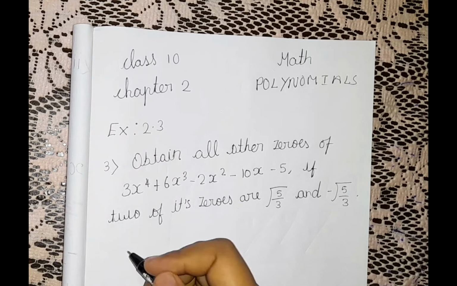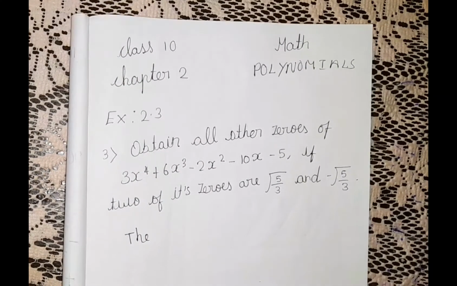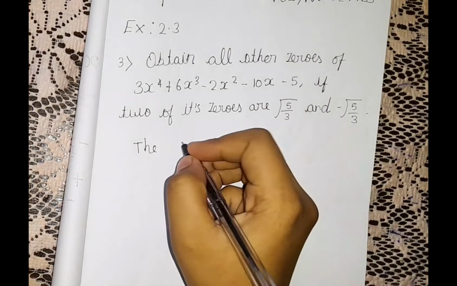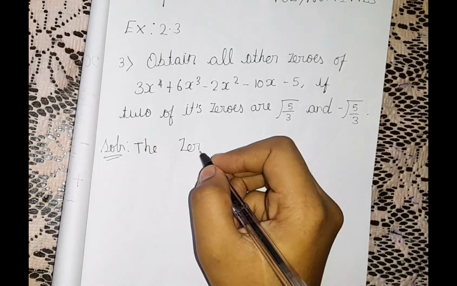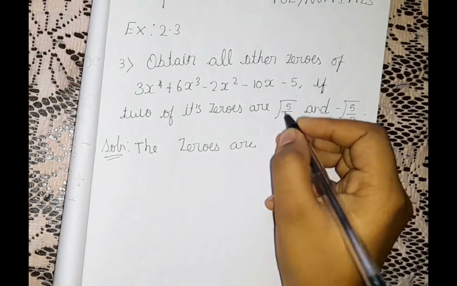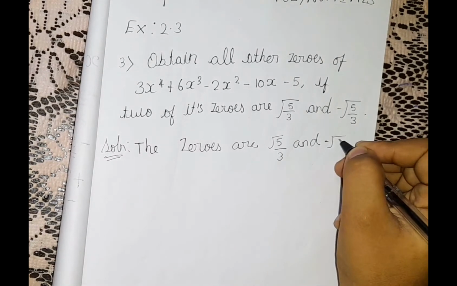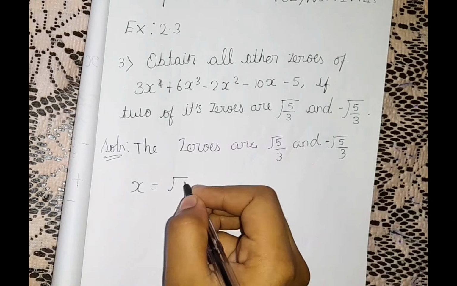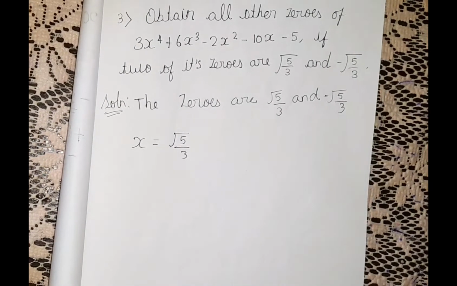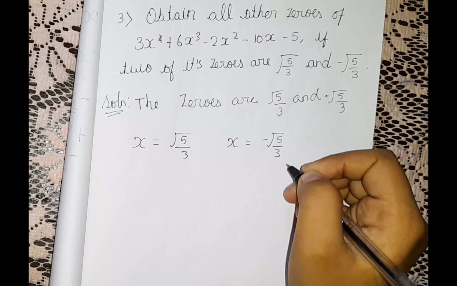These are the two zeros, and by using this we are going to be solving it. First of all, let's write the two zeros. The two zeros are root 5 divided by 3 and minus root 5 divided by 3. So here x is equal to, what is the first value? The first value is root 5 divided by 3 and the second value is minus root 5 divided by 3.